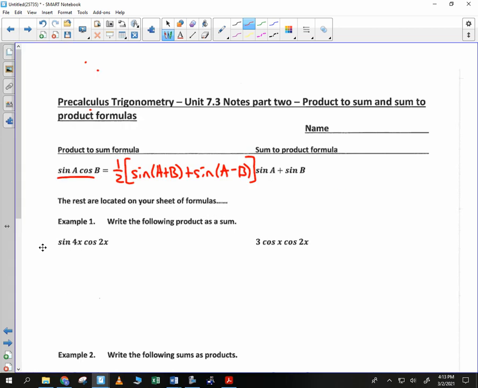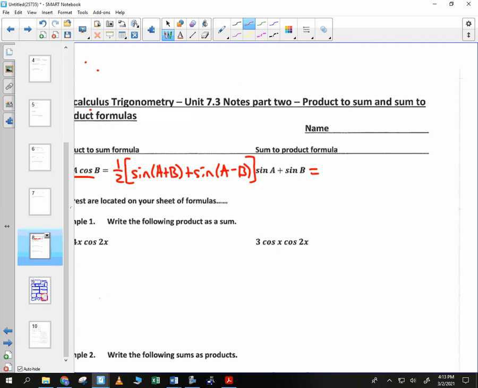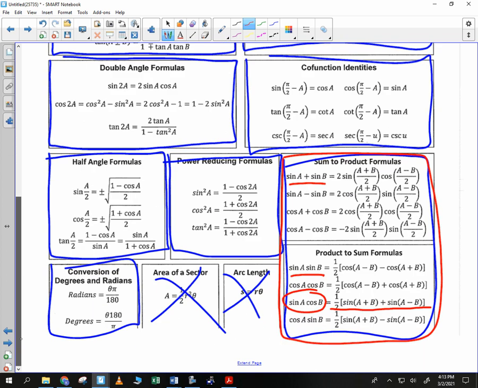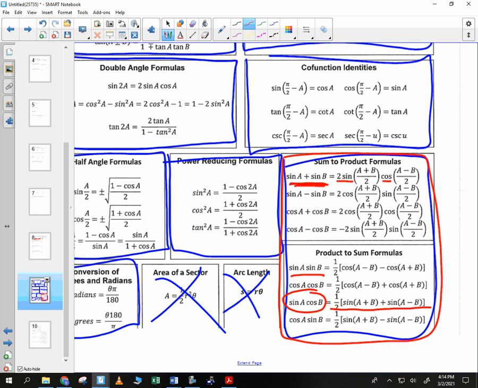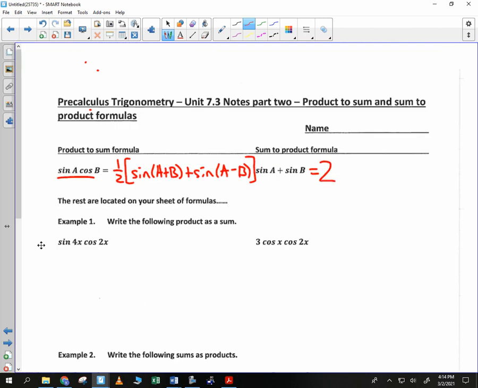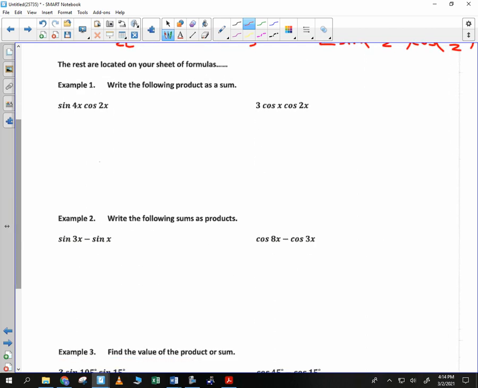Then we have sine plus sine. So how do I write that from a sum to a product? I'm going to locate sine plus sine, and that's going to be right here. This first one, sine plus sine. Looks like it's a 2 sine and a cosine, and then the A plus B over 2 and A minus B over 2. So let's try to write that down. 2 sine of something times cosine of something. It was A plus B divided by 2, and it was A minus B divided by 2. So those are the formulas. We're not going to write them all down. I want you to see where they're located. But this should be pretty straightforward stuff.